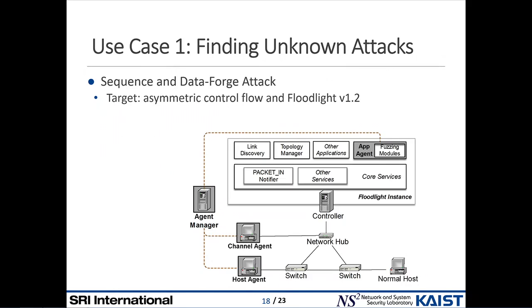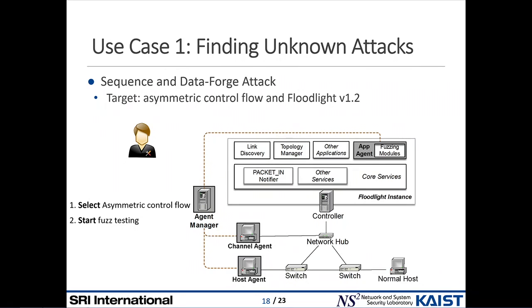So here, using Delta, we were able to discover this attack called sequence and data forge attack, which is effective against the Floodlight controller. Here is how Delta discovered it. So first, we select the asymmetric control flow as our target and then click the start button. Then Delta first tests different types of control messages, asymmetric control messages.